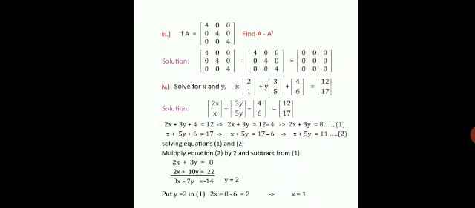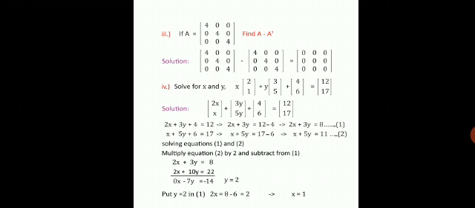We keep the first equation as it is, 2x plus 3y is equal to 8, and the second equation becomes 2x plus 10y is equal to 22. We have multiplied the second equation by 2 so that 2x and 2x cancel, and we get the value of y easily.